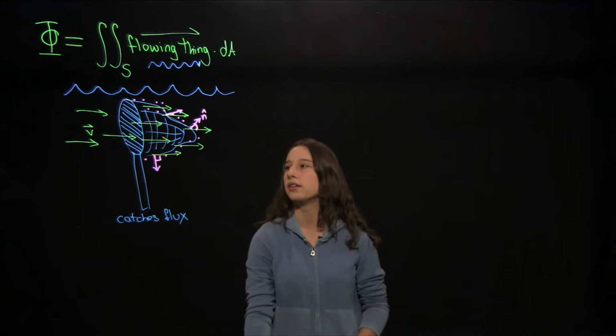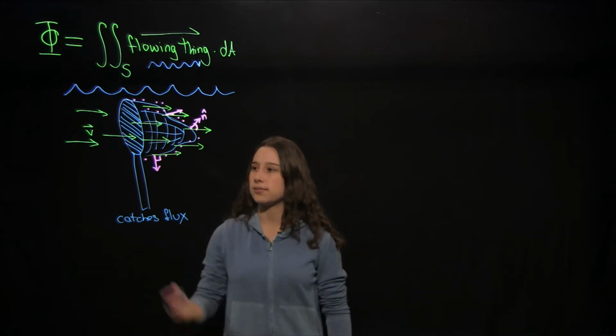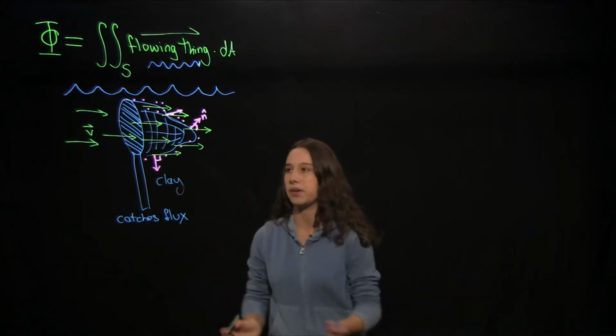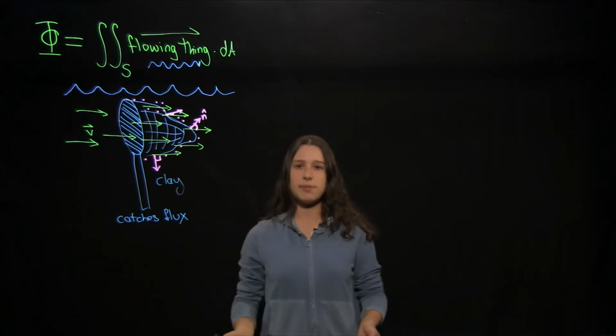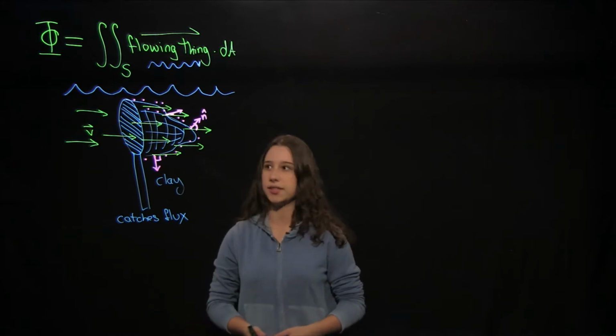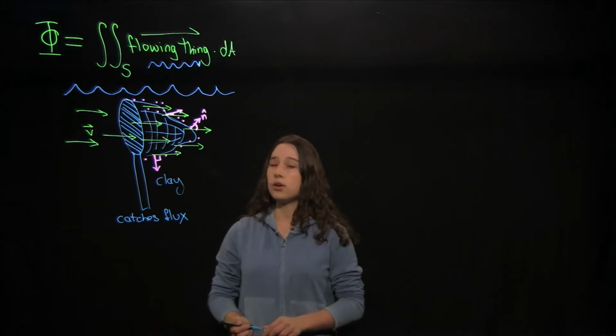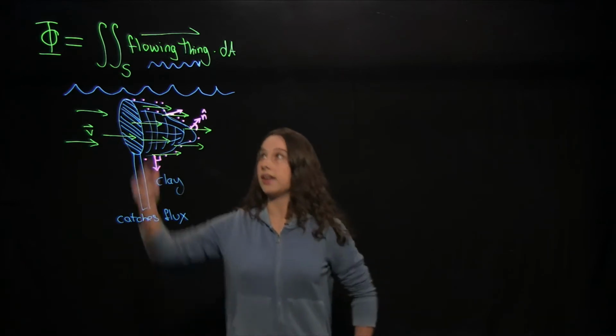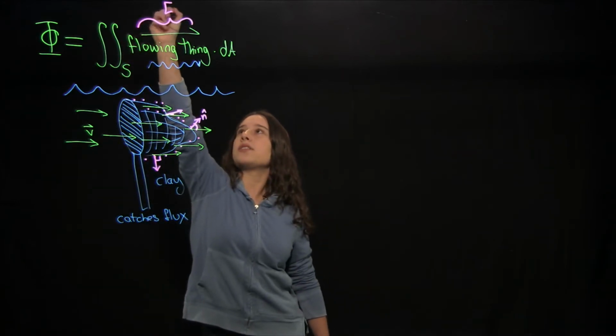So let's just say that our net, for some reason, is made out of clay, which means we can mold it and bend it and change it into whatever shape we want. We can make it as big as we want or as small as we want. This net is made out of clay because it lets us change the shape of it. So what does this all have to do with electricity? Well, one thing in electricity that could be the flowing thing, in this case, is the electric field E.